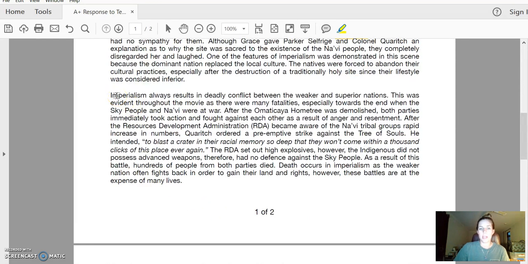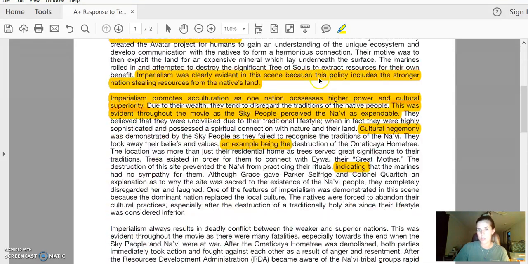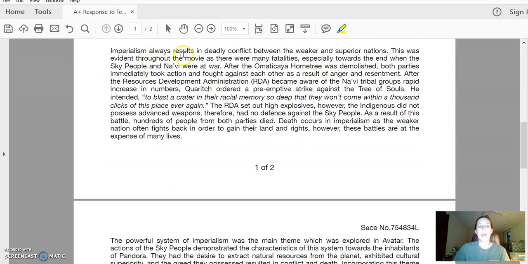That's her last body paragraph, and it's still talking about imperialism, as that is the main issue of the film. It always results in deadly conflict between the weaker and superior nations. This was evident, so she's answered. Now she's providing some evidence throughout the movie, as there were many fatalities, especially towards the end when the Sky people and Na'vi were at war. After the home tree was demolished, both parties immediately took action and fought against each other as a result of anger and resentment.